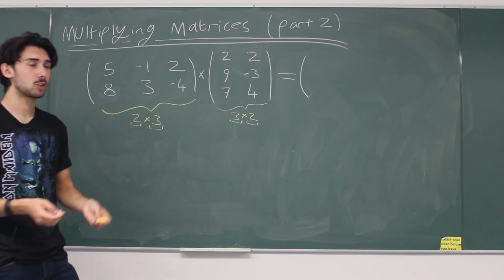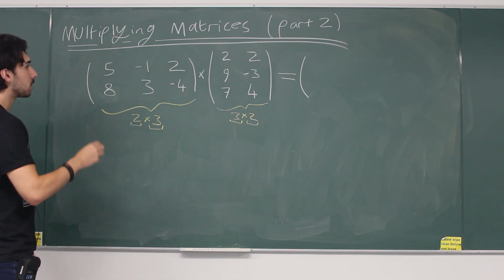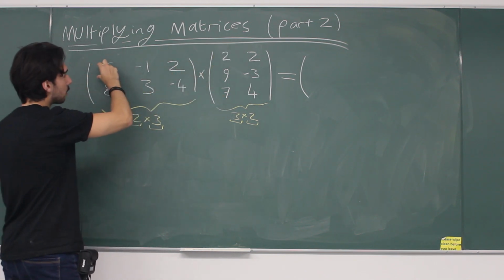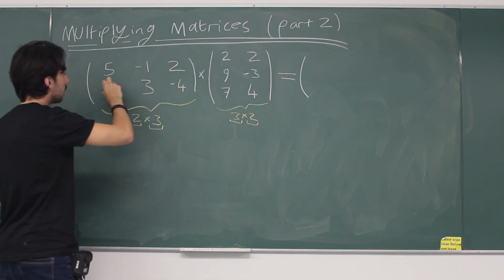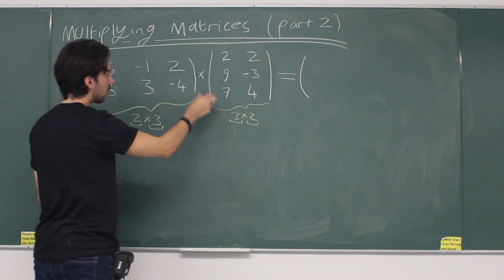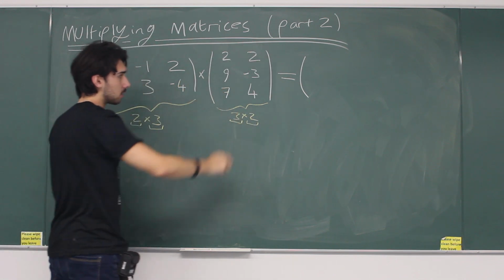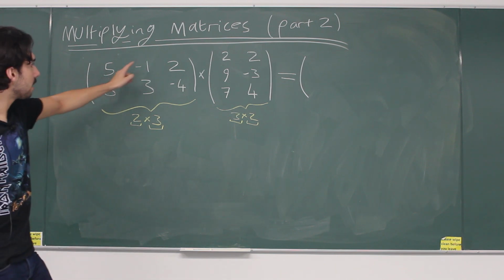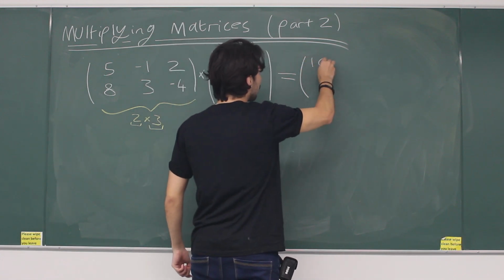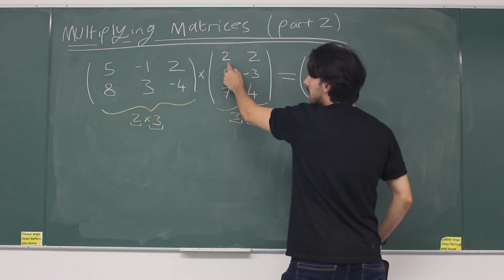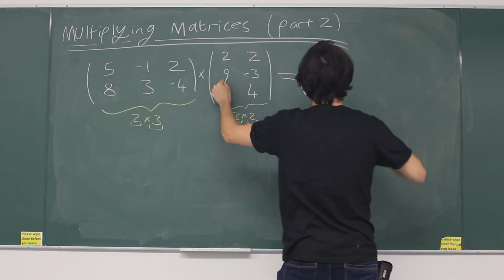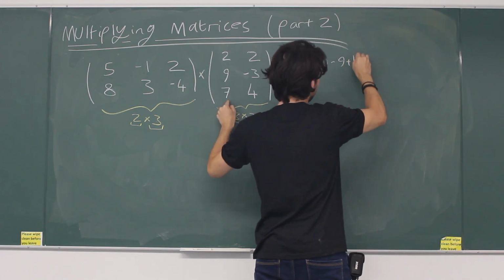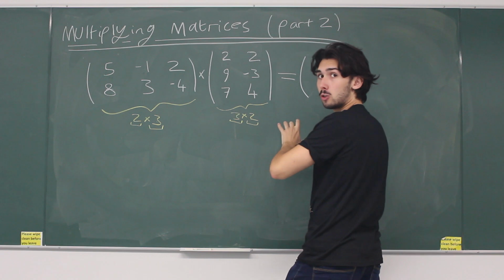Okay, now how do we actually multiply everything together? Well, just like always, we're going to multiply the first row by the first column, then the first row by the second column, then the second row by the first column, then the second row by the second column. Okay, and how exactly do we do that? We do it just like this. So 5 times 2 is 10. I'm doing first row, first column, 5 times 2. Then I'm going to add minus 1 times 9. Then I'm going to add 2 times 7. And that's the top left entry. Okay, and it's a 2 by 2 matrix.